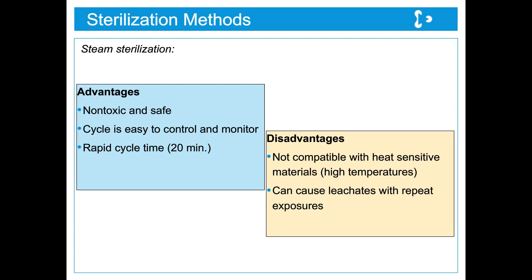So let's take polypropylene for an example. If you repeatedly steam sterilize polypropylene, you are going to affect its extractables profile, and then you can actually have leachates occur in the end product.